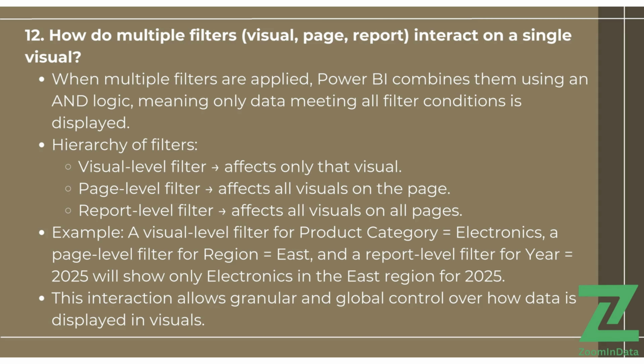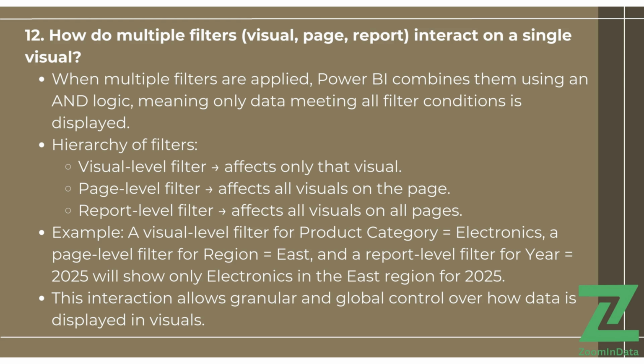12th question: how do multiple filters, visual, page, report, interact on a single visual? When multiple filters are applied, Power BI combines them using an AND logic, meaning only data meeting all filter conditions is displayed. Hierarchy of filters: visual level filter affects only that visual. Page level filter affects all visuals on the page. Report level filter affects all visuals on all pages.